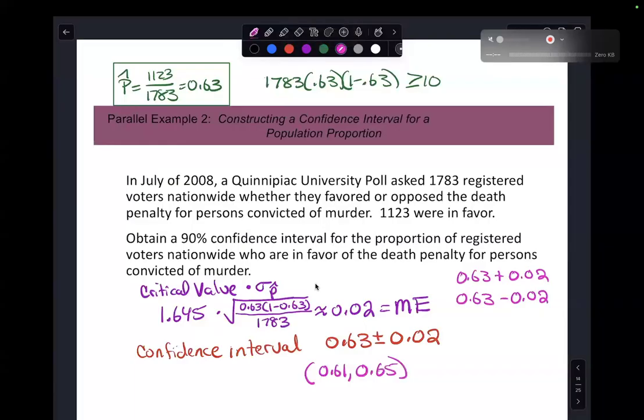So the conclusion that I would write, I would say we are 90% confident that the actual proportion of people who are in favor of the death penalty for persons convicted of murder is between 61 and 65%. Or you can say it is 63% plus or minus 2%. Questions before I move on? I know it's a lot.